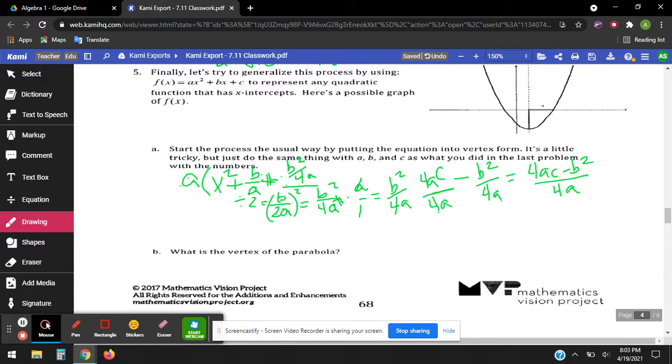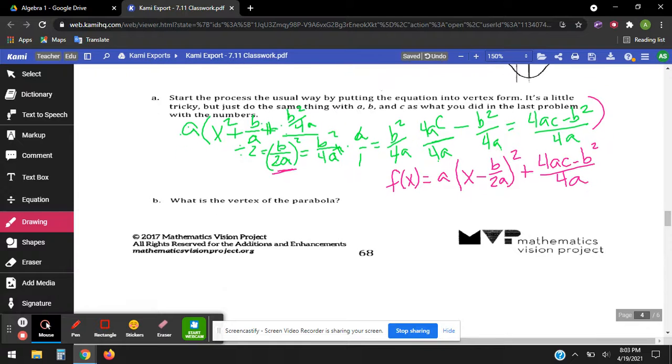To put it in vertex form, I am going to have f of x equals, so I have my a out in front, I have my x minus, right in here, my h, b over 2a, that's squared, and then I've got to add this piece right here on the end, because that was how I got to my last piece here. So 4ac minus b squared over 4a.